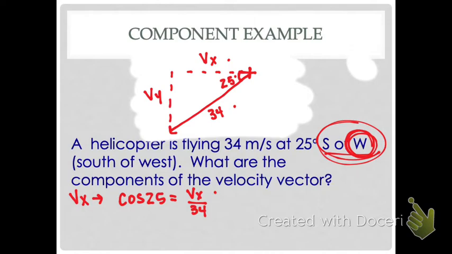But let me rewrite this. In order to solve for Vx, what math do I have to do here? Multiply by 34 on both sides. So I'm going to start writing our problems like this: 34 times cosine of 25. Is that a notation that you're familiar with, writing it that way? Does that feel okay? We're just taking the hypotenuse times that, and that would give us Vx. So go ahead and plug that into your calculator.